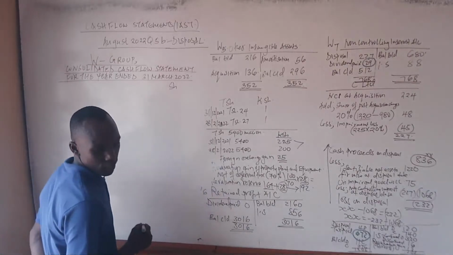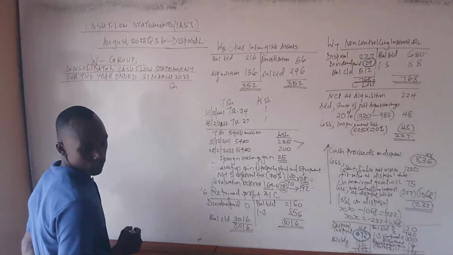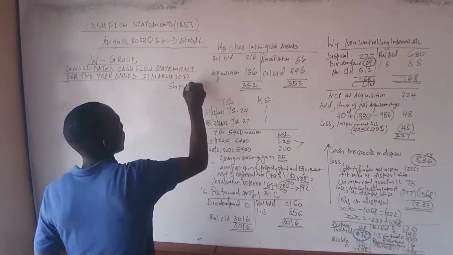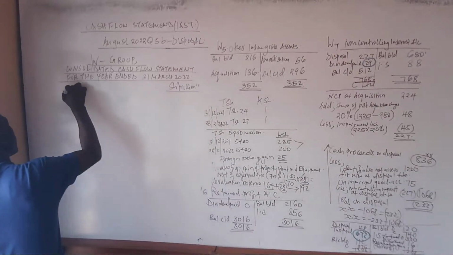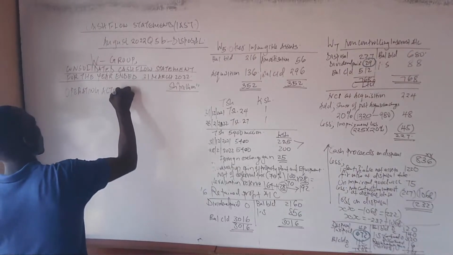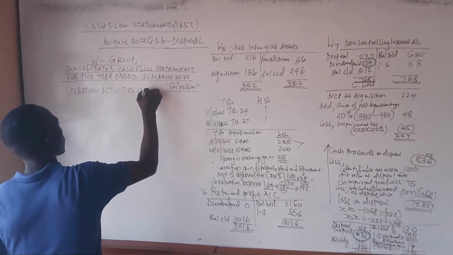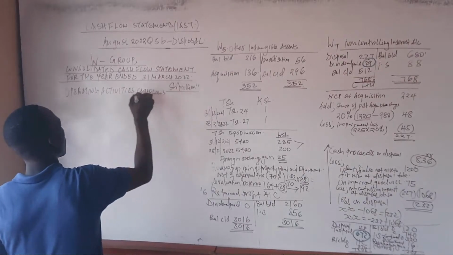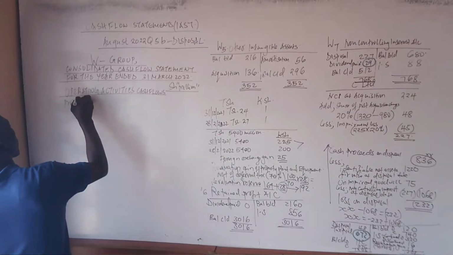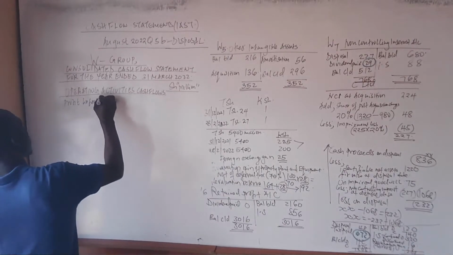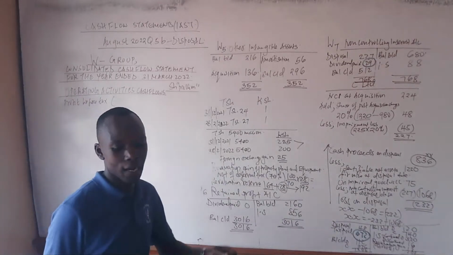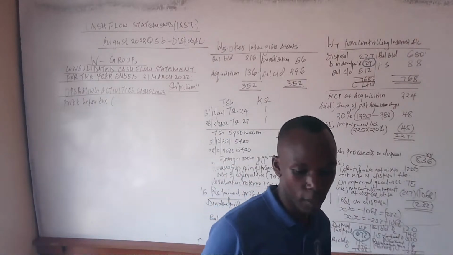Then our shillings are given in millions. Yes, we said we start with operating activities cash flows. And under operating activities cash flows, we will start with the profit before tax. And this profit before tax, we have from continued operations and discontinued operations. So give me the continued operations.